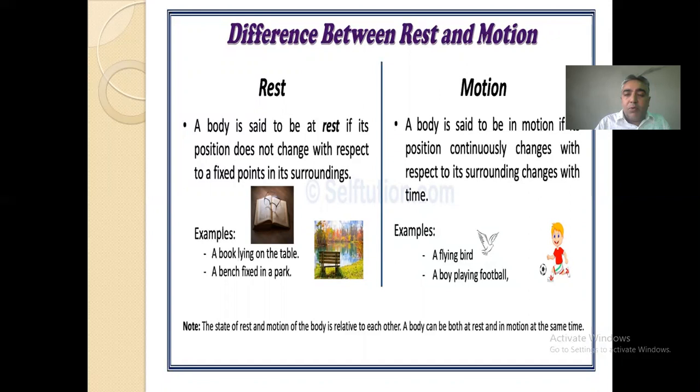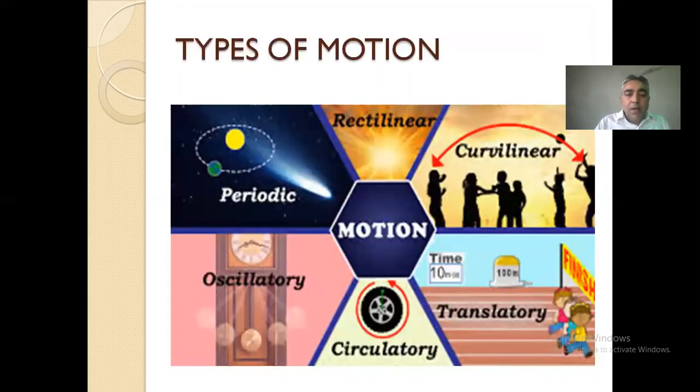Motion: a body is said to be in motion if its position continuously changes with respect to its surrounding, changes with time. For example, a flying bird, a boy playing football, or a car moving on the road. Types of motion are of the following types: rectilinear motion, curvilinear motion, translatory motion, circulatory motion, oscillatory, and periodic motion.